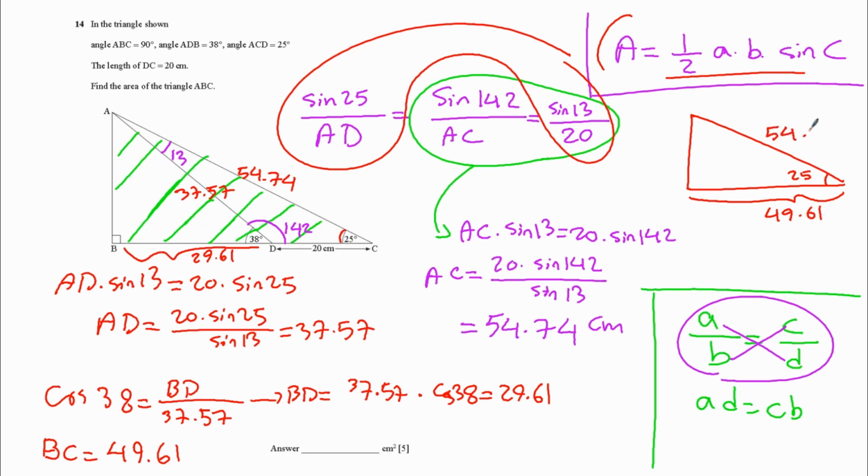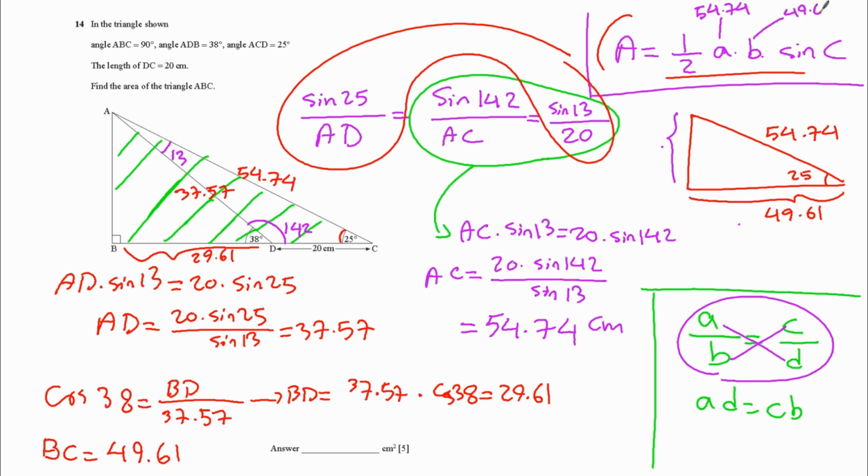Now, you could say that you can take two actions. You can either go and find out this by doing another use of trigonometry and then do height times base divided by 2. So that would be this times that divided by 2. Or you can just use directly that formula above, because we have two sides and the angle in between them. So we can consider that A is basically 54.74. The B is 49.61. And the angle C is 25 degrees.